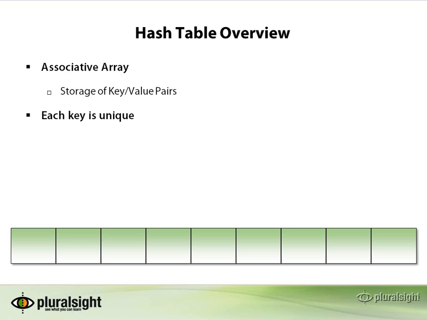Multiple keys may refer to the same value, but the keys themselves should be unique. So let's consider the associative array shown below. This is conceptually what our hash table looks like. If we want to add an item to the hash table, the first thing we need to do is find out what index in the array the item should go into.